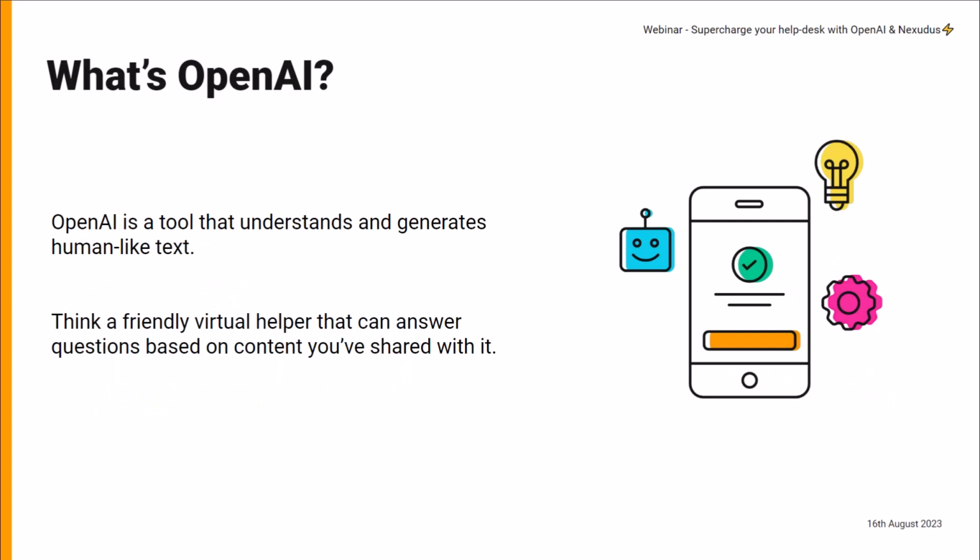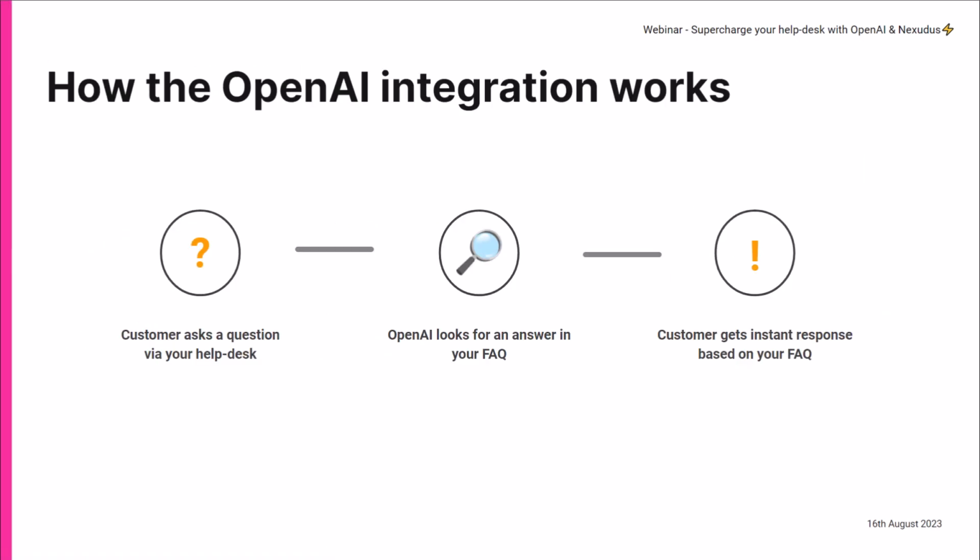Let's start with, what is OpenAI? It's been a hot topic for the last couple of months, but put very simply, OpenAI is just a tool that understands and generates human-like text. You can think of it as a virtual helper that can answer questions based on content that you've previously shared with it. With the example of ChatGPT, we're talking about a lot of the content that is out there, and in the case of our integration, we're talking about your FAQ.